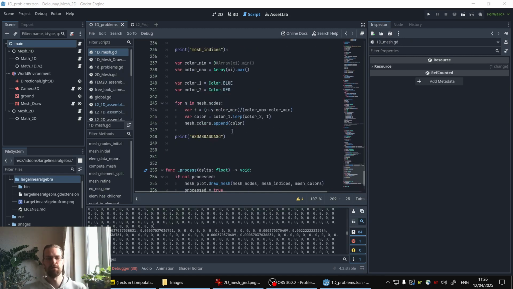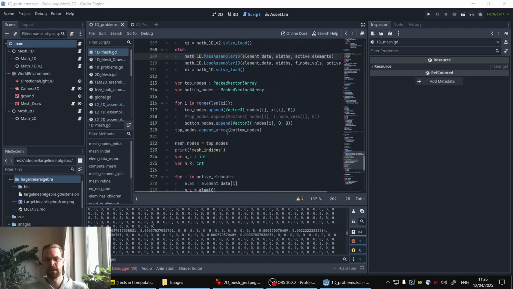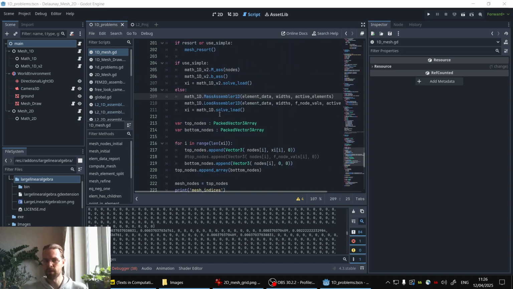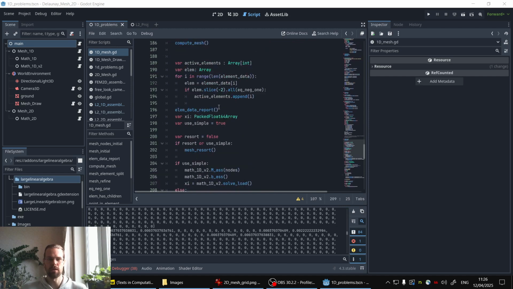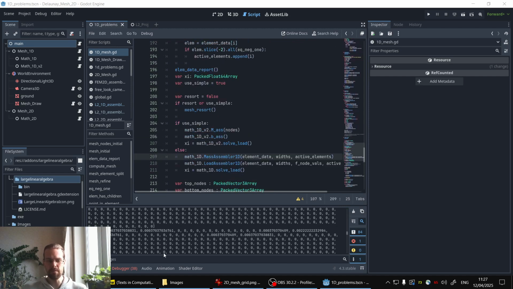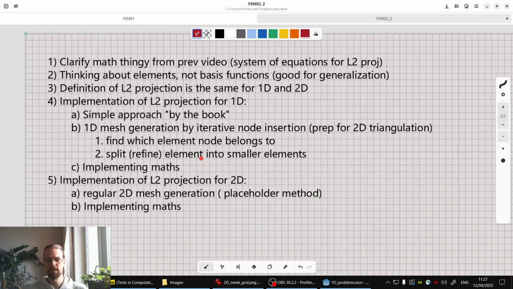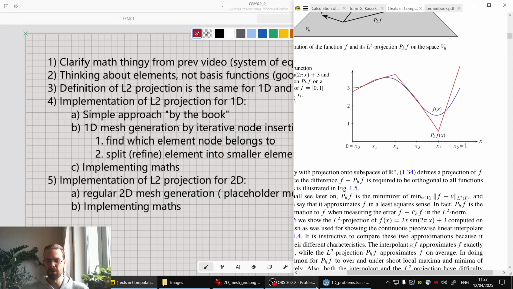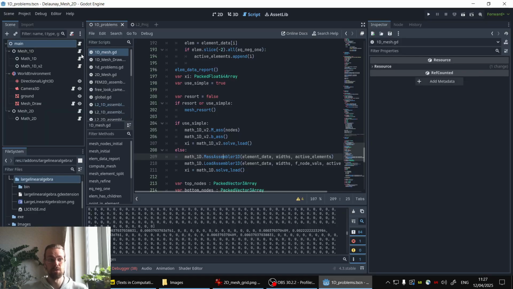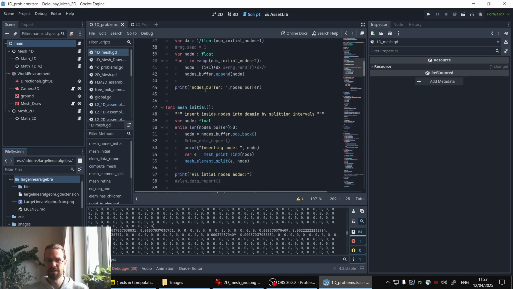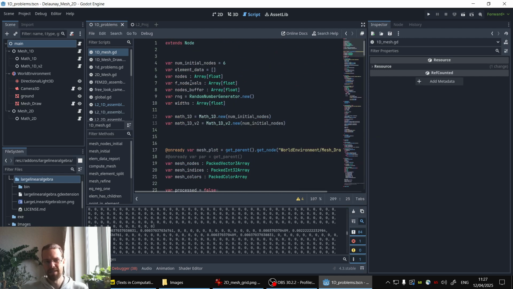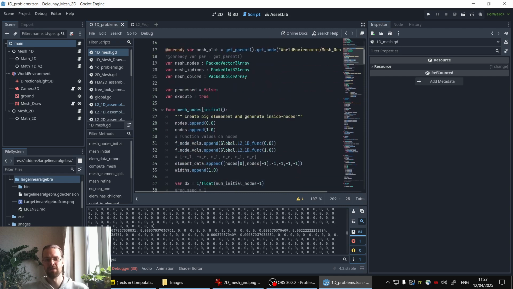So this explains how to do this L2 projection if your elements are not ordered. And this is exactly, of course, the case in 2 dimensions. Now we will briefly look at how it works in 2 dimensions. And spoiler alert, nothing changes because we solved all the problems.